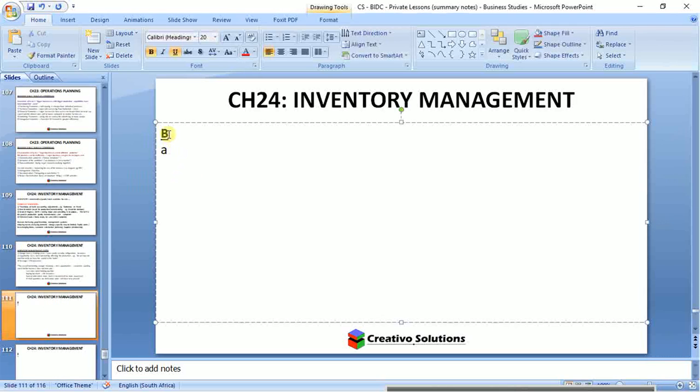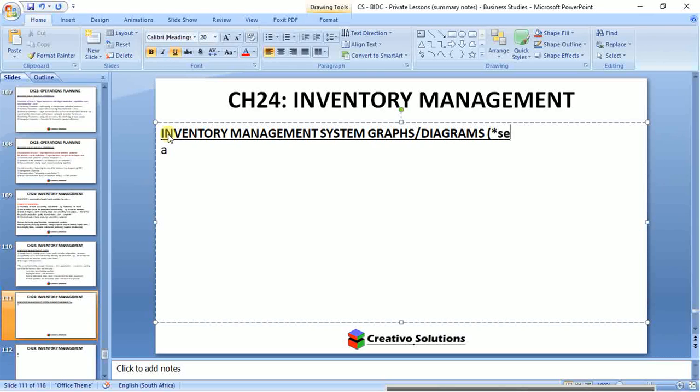I'm going to put a note here. Inventory management system diagrams, or graphs. Graphs/diagrams. In brackets, asterisks, see page 368.